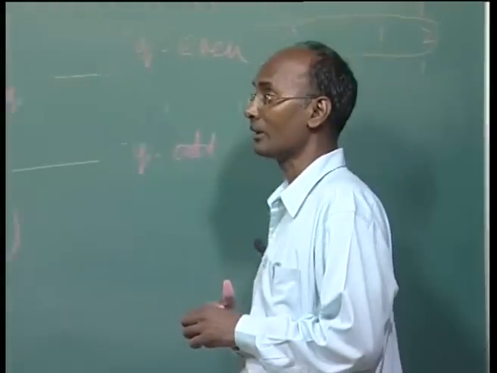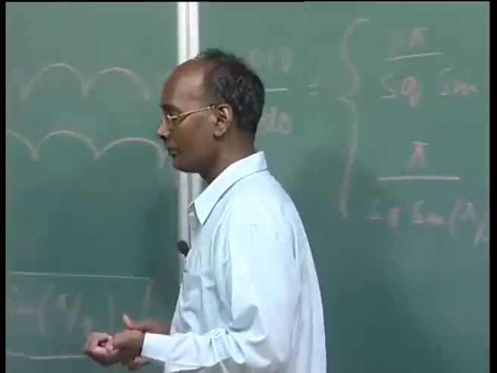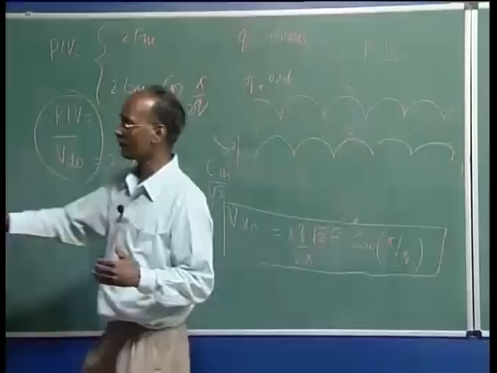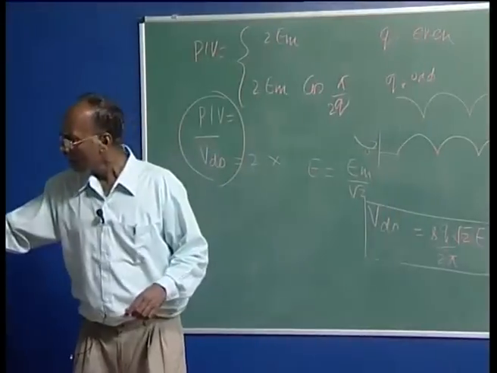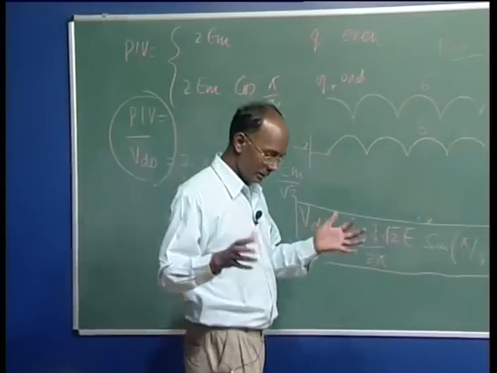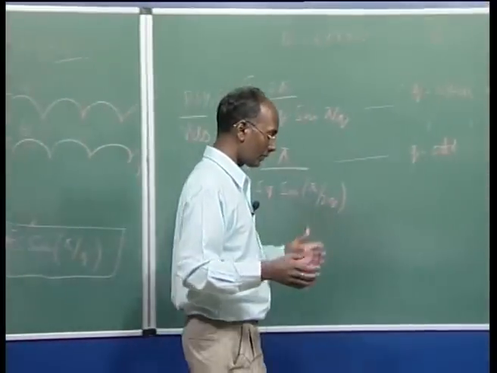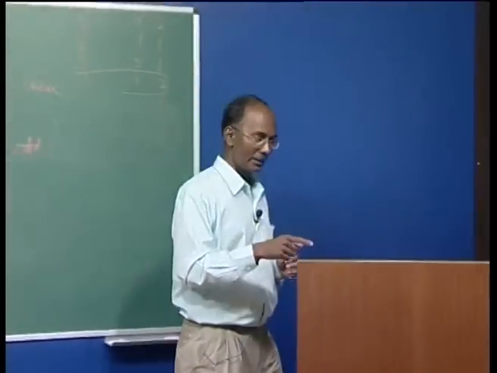Third requirement, the DC output voltage should be as large as possible. And the fourth requirement, which is very important, is that the transformer utilization factor should be near to unity. It should be very near, because normally if this factor is larger, we don't want it. We want it near to unity. The bridge rectifier circuit has the best utilization factor. That's why it is used very widely in almost all applications.